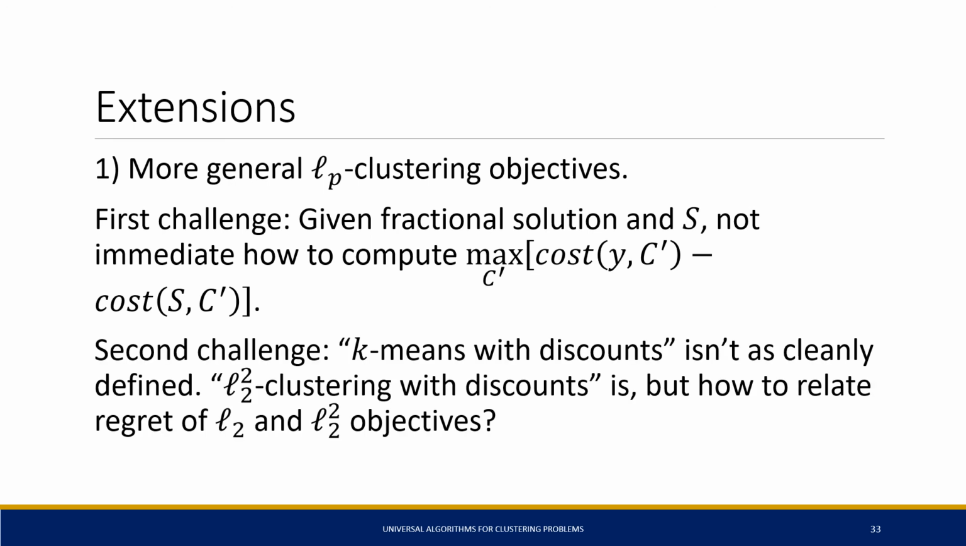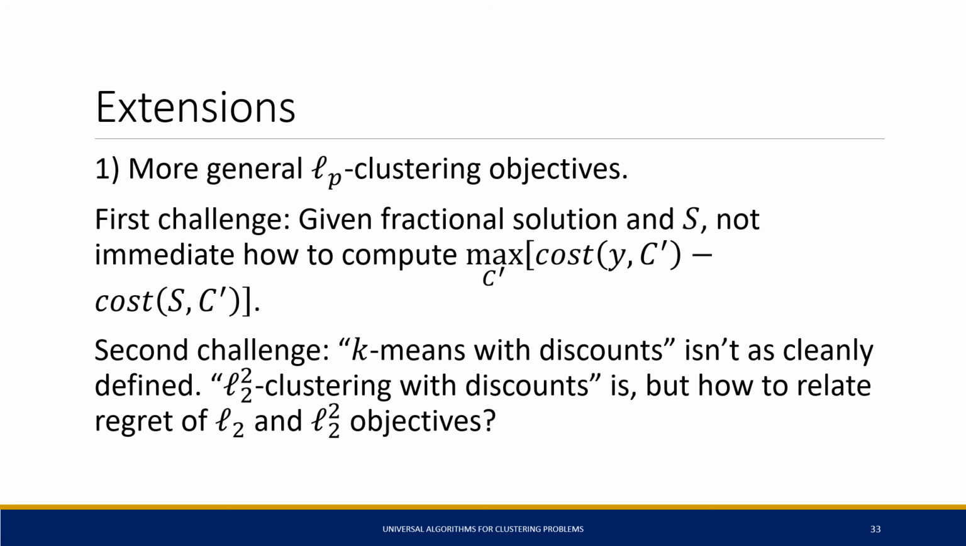The second challenge that arises is that k-median with discounts is a very cleanly defined problem, but for k-means with discounts, it's not as clear how to define it. For example, should we be taking the L2 norm of this max of cj minus rj, or should we be taking max of cj minus rj, squared, etc.?